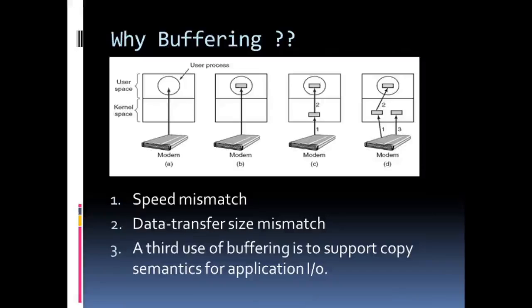Then the second is the data transfer size mismatch. As we had seen, there are character devices and there are block transfer devices, so data transfer size mismatches very often in the computer peripheral system. Third is the use of buffering to support copy semantics for the application IO.